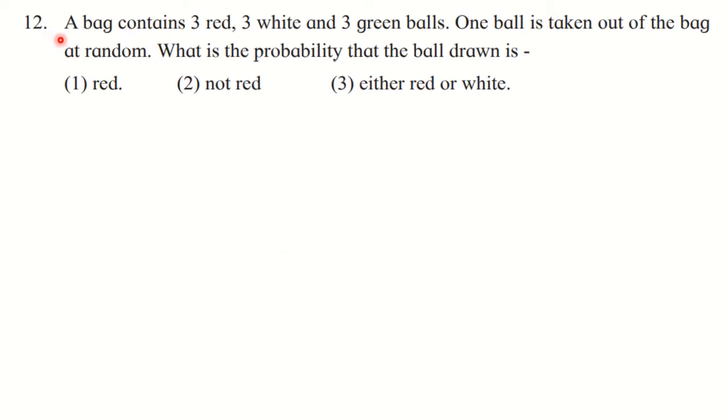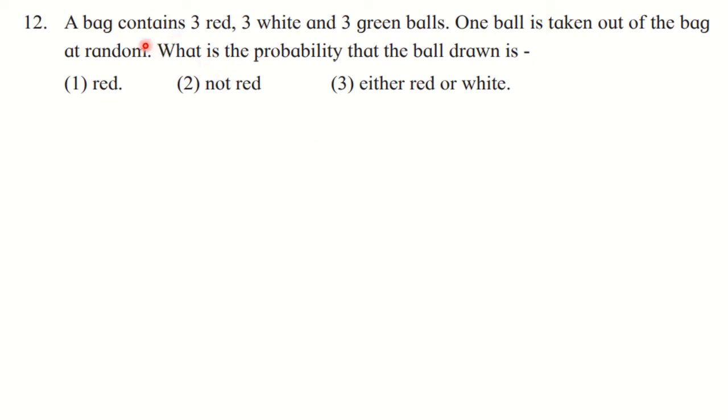I am reading the question first. A bag contains 3 red, 3 white and 3 green balls. One ball is taken out of the bag at random. What is the probability that the ball drawn is red, not red, either red or white? So here we are provided with one random experiment: a bag containing these 9 balls, and one ball is taken out at random, and we have to find the probability for these 3 different events.